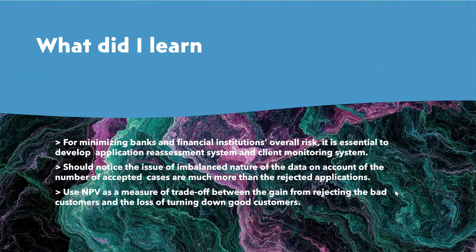What I learned from this study is that for minimizing banks' and financial institutions' overall risk, it is essential to develop both the application reassessment system and the client monitoring system. We should also be aware of the imbalanced nature of the data, on account of the number of accepted cases being much greater than the rejected applications. And we may also apply NPV as a measure of the trade-off between the gain from rejecting bad customers and the loss of turning down good customers.